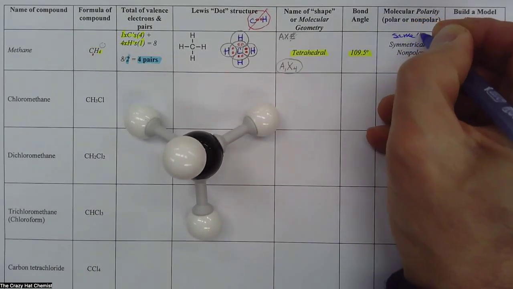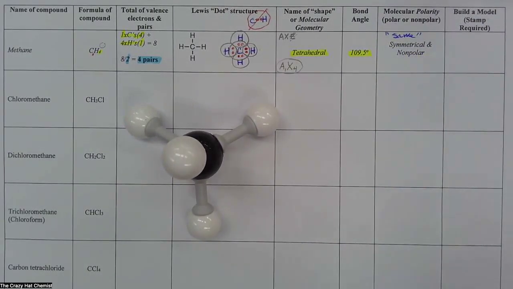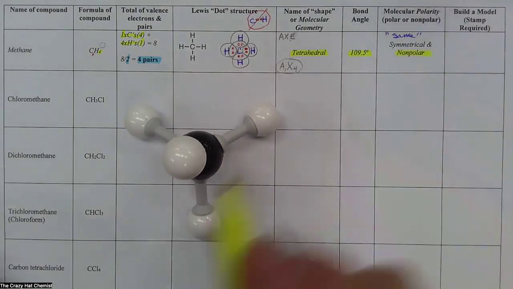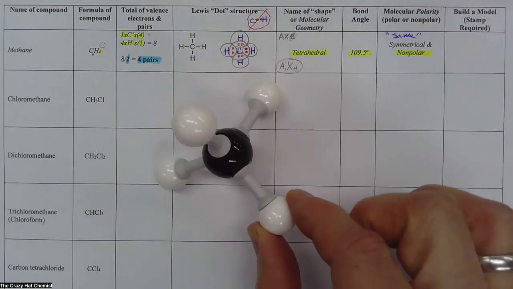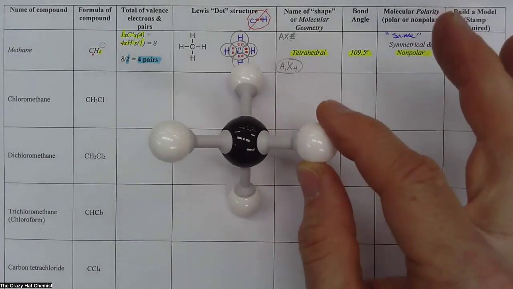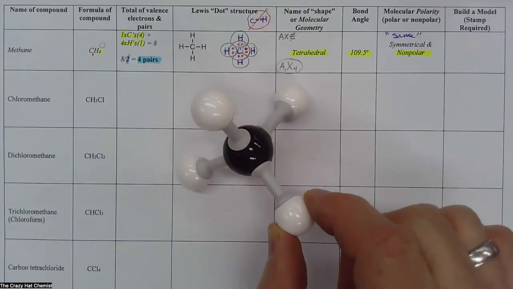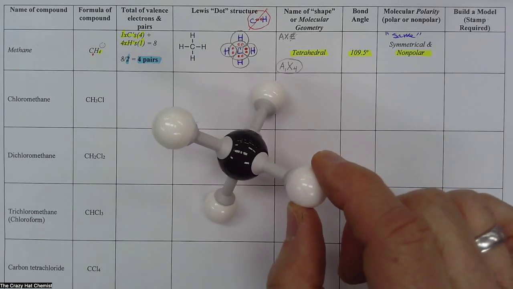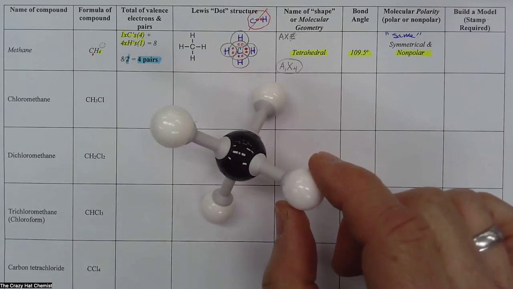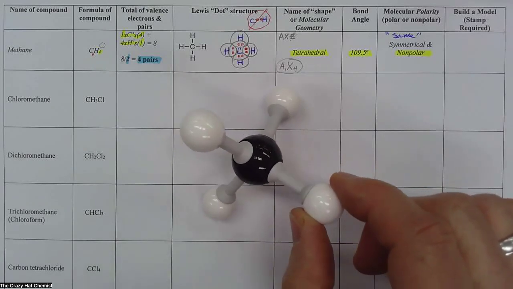If they are the same, then it is what's called symmetrical, and that would be nonpolar. Nonpolar is the answer that we're looking for here. So this is a nonpolar molecule of methane. That means it has symmetry to it. It's a symmetrical molecule and it is nonpolar. Polarity and nonpolarity, that's a whole different topic as to what that means, but we're just getting that it is either polar or nonpolar.